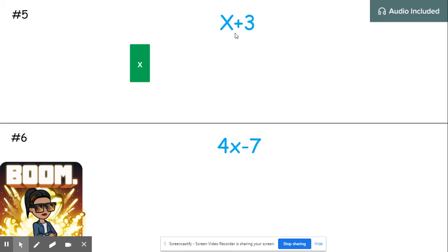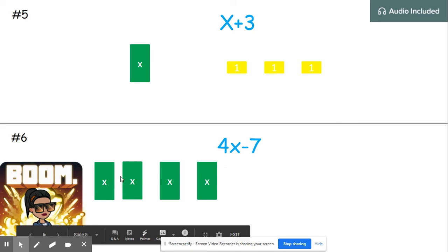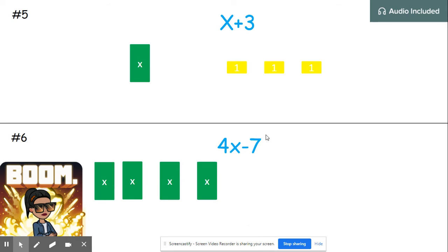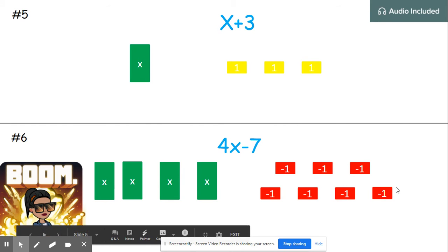Okay, so now we want to represent positive x plus 3. My positive x is green, plus 3, so that means I need 3 yellows. Boom. Next one, I need 4 positive, so 1, 2, 3, 4. Because it's positive, I'm going to use the green ones. And if I need -7, I need 7 negatives, so 7 red ones. 1, 2, 3, 4, 5, 6, 7. There. Simple as that.